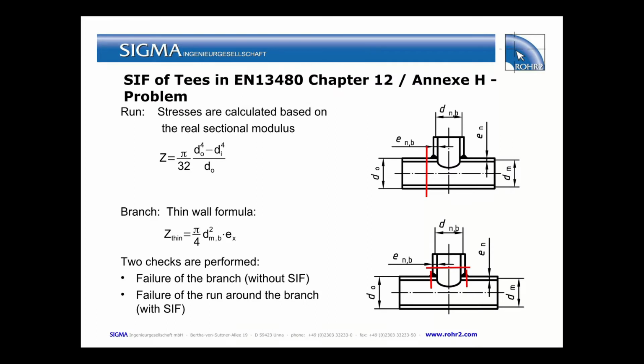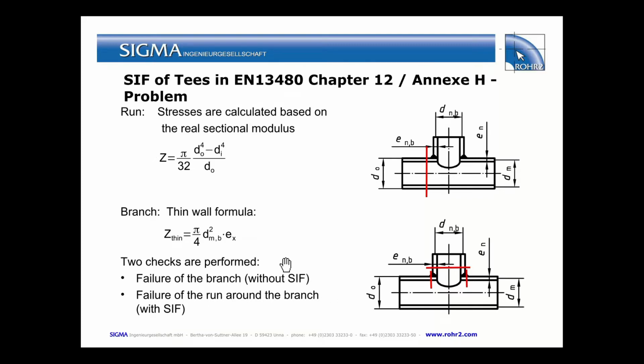So let's have a look at the details. Stress intensification factors for T's for the flexibility calculation in chapter 12 are given in Annex H, and when the stresses are verified for a T, three different sections are verified. First of all, the run, with the sectional modulus of the run and the bending moment of the run, and for the branch two sections are verified: the branch away from the run, just the straight pipe, and also the run wall thickness around the branch using the stress intensification factor.